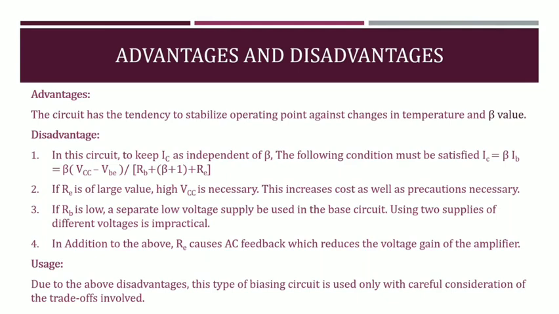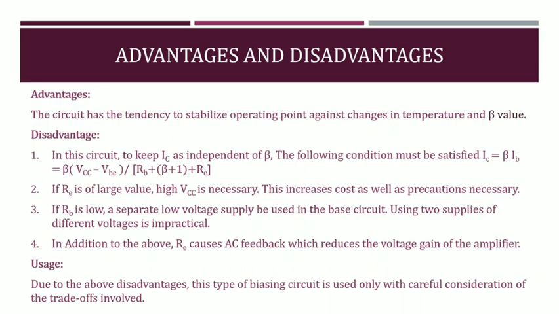Disadvantages are, in the circuit, to keep IC independent of beta, the condition IC = beta IB should be satisfied. Then only we will get IB = beta (VCC - VBE) / (RB + (beta + 1) RE). Here, if RE is of large value, then the VCC value should be high. It is necessary. If we are not doing this, this will increase the cost as well as the precautions that should be taken.